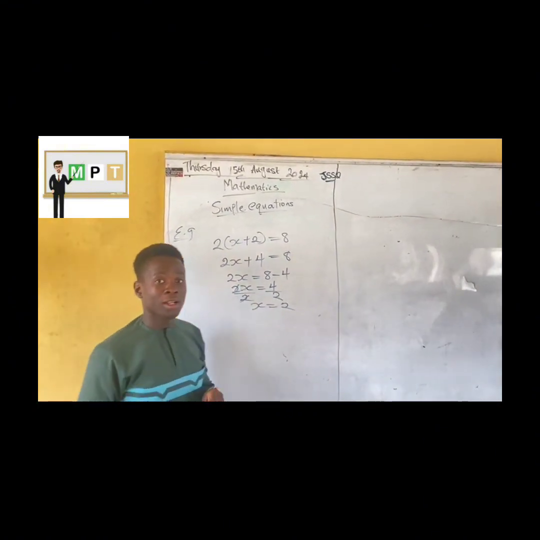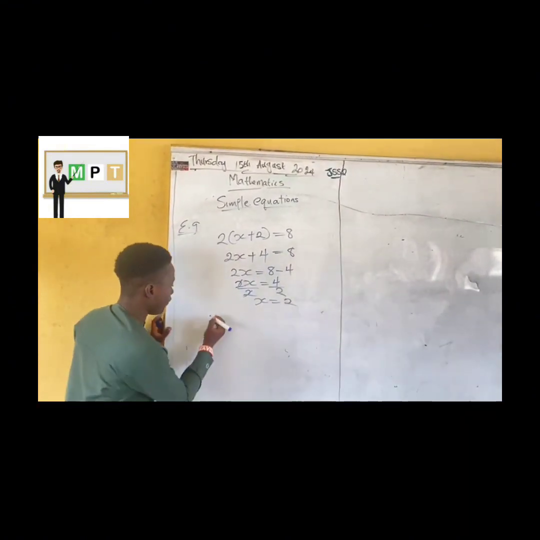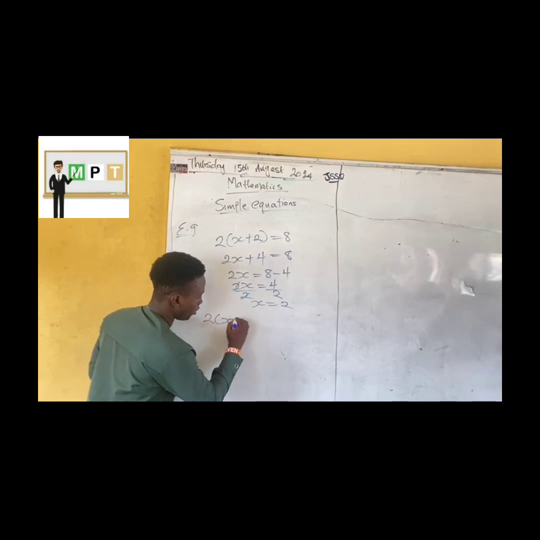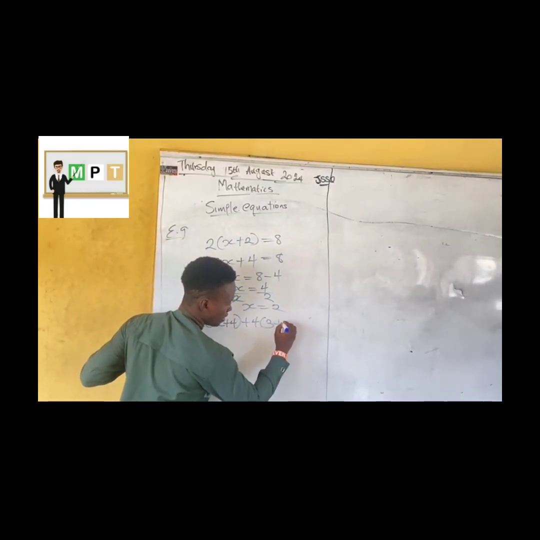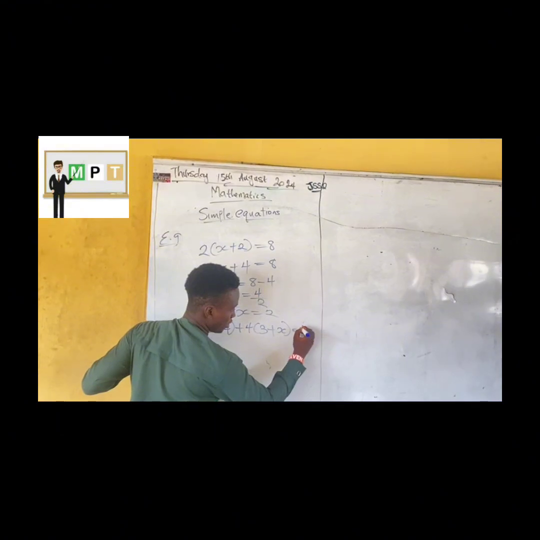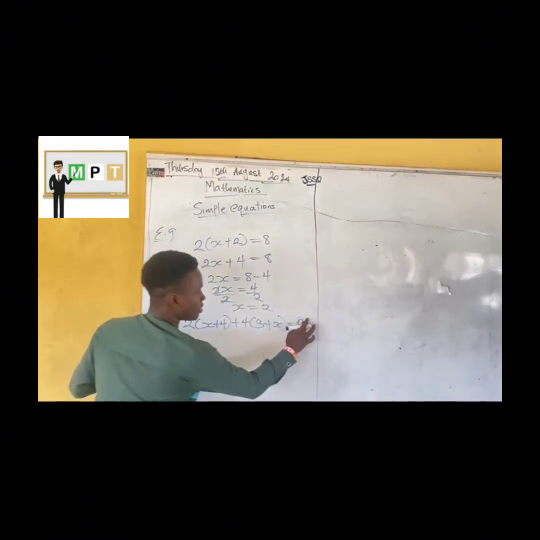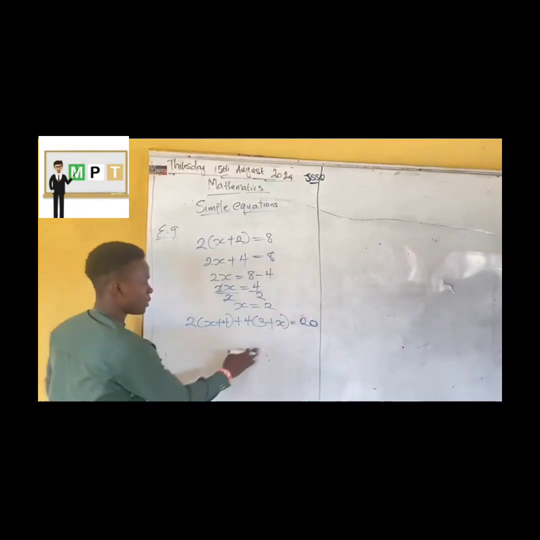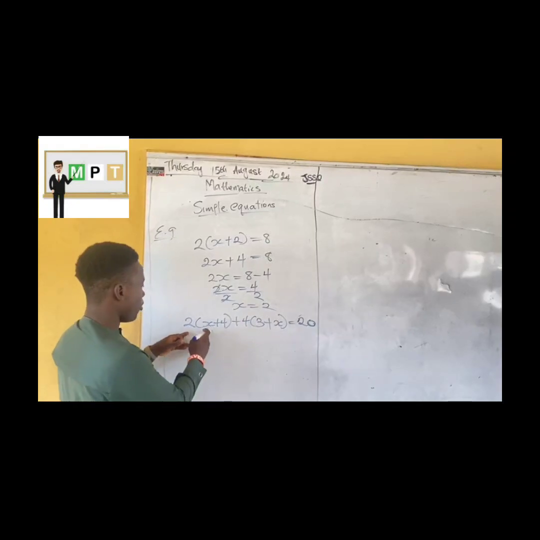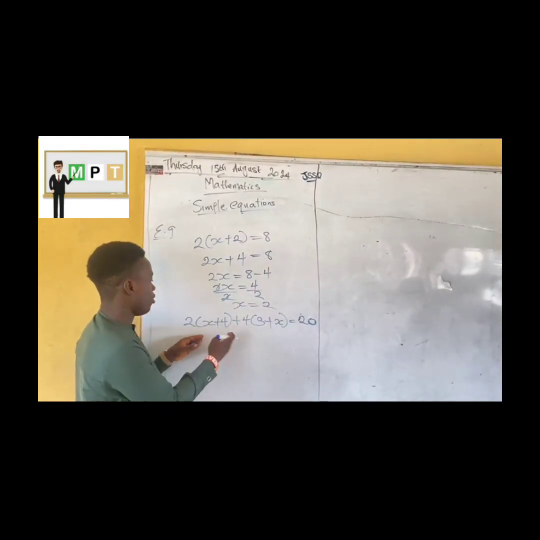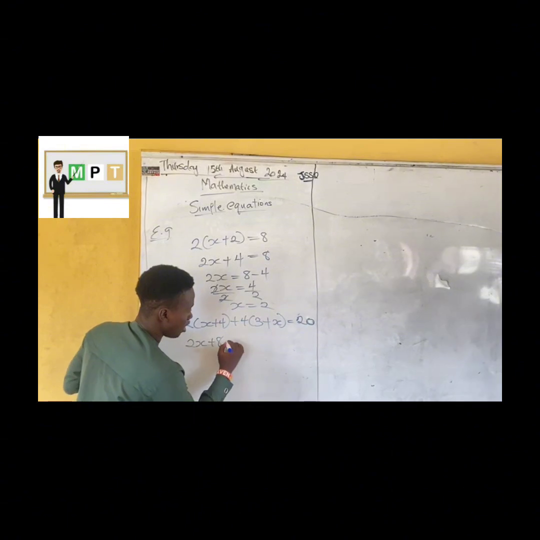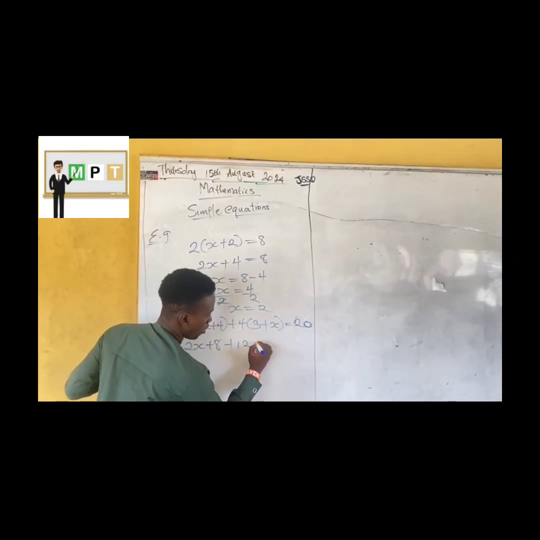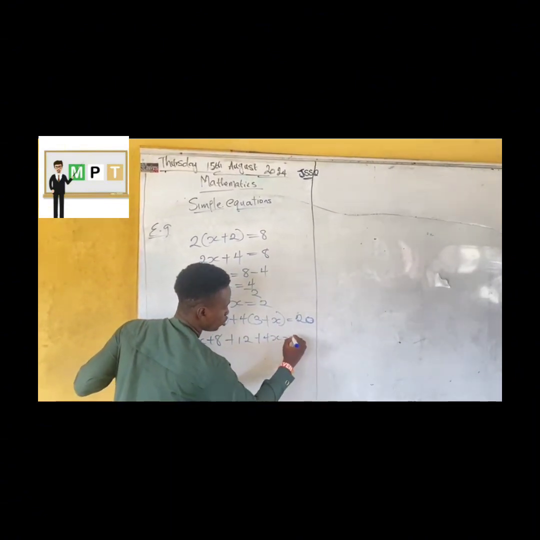Now, another example. We have examples like this, in which it is more complex. In this case, you will expand the brackets also by multiplying everything that is inside with the one that is outside. So here we have 2x plus 8 plus 12 plus 4x is equal to 20.